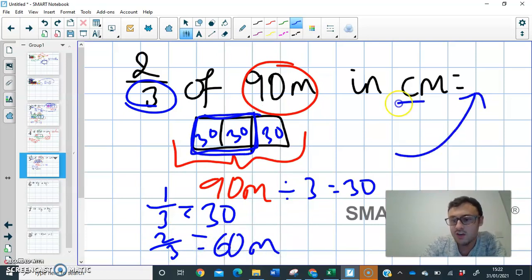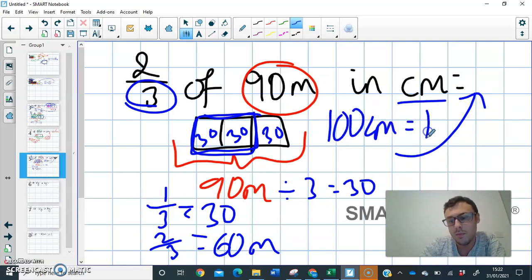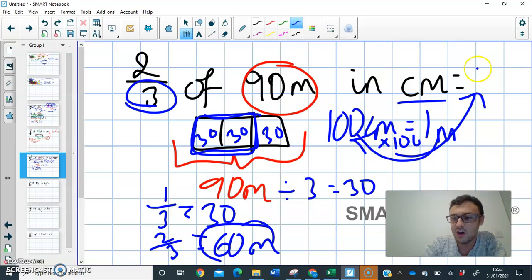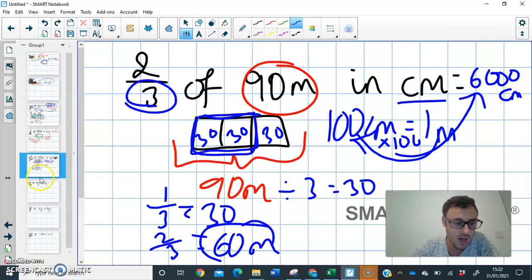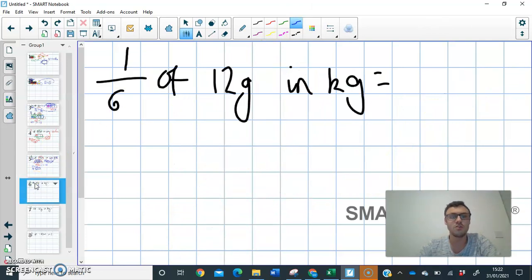But my answer is in centimeters, and I know that 100 centimeters is 1 meter. So to convert 60 meters into centimeters, I'm going to times by 100. 60 times by 100 is 6,000 centimeters. So that would be my answer there. Okay, it is quite tricky. You will need to do some workings out.